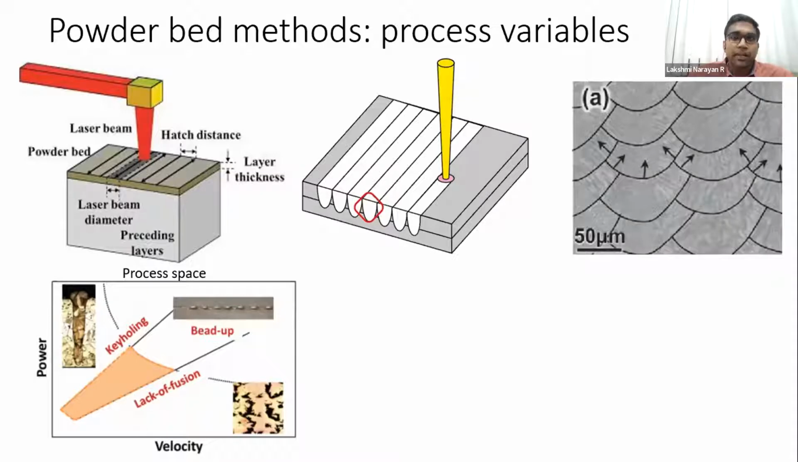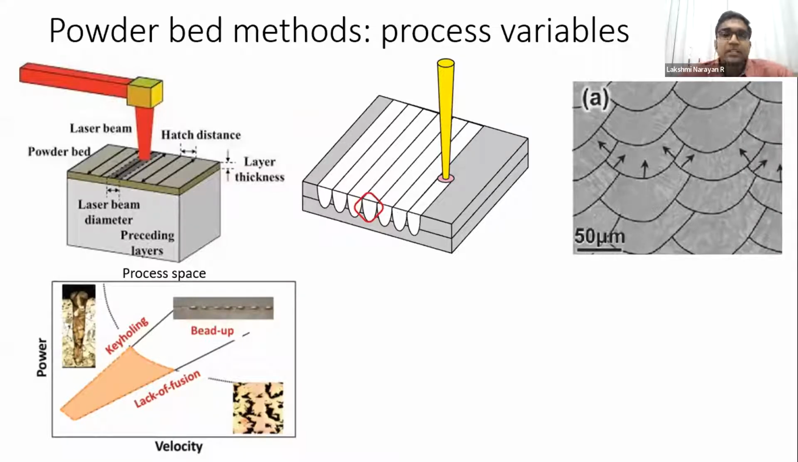If you look at the bottom right of this figure, you see that there are several of these lack of fusion pores. And that is also bad news, because for fatigue, definitely lack of fusion is an issue, because you see that cracks will nucleate from these particular areas. So bad news again.